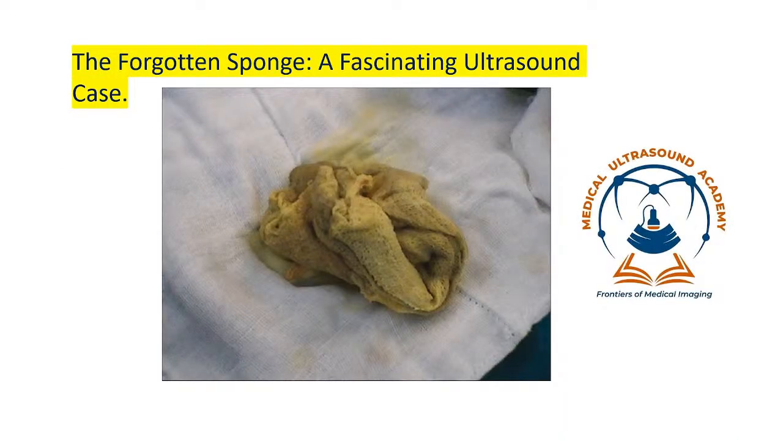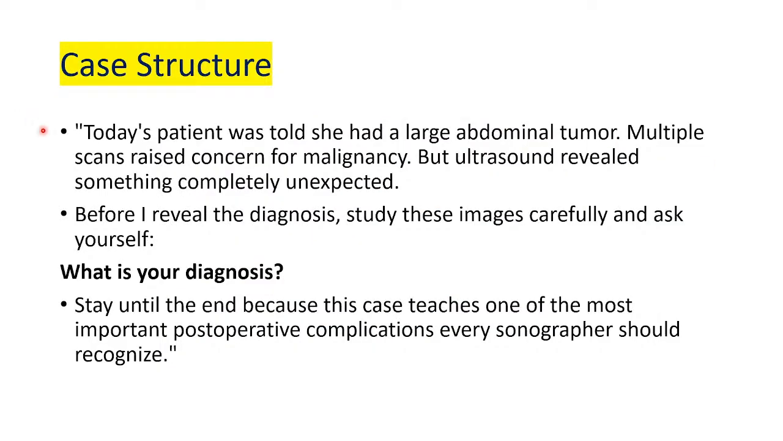Today, let's discuss a surgical dilemma, the forgotten sponge, a fascinating ultrasound case. So the case structure. Today's patient was told she had a large abdominal tumor. Multiple scans raised concern for malignancy, but ultrasound revealed something completely unexpected. Before I reveal the diagnosis, study these images carefully and ask yourself, what is your diagnosis? Stay until the end because this case teaches one of the most important post-operative complications every sonographer should recognize.